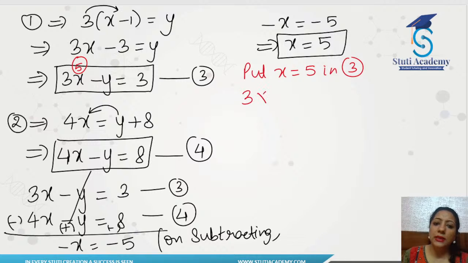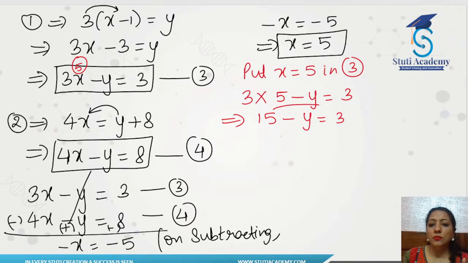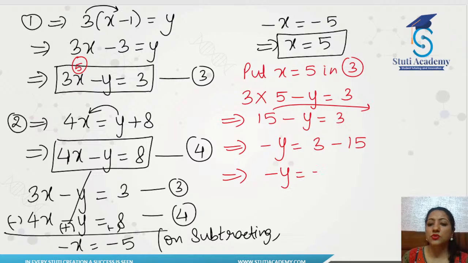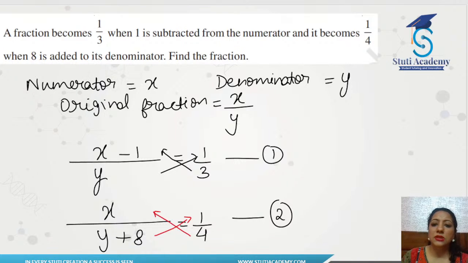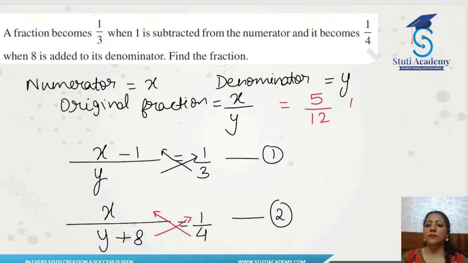So we'll get here 3 into 5 minus y is equal to 3. That is 15 minus y is equal to 3. 15 will go on the other side. You will get minus y equal to 3 minus 15. So this is minus y equal to minus 12. So we have y is equal to 12. So the numerator here is x and the denominator we have solved for, that's 12. So the original fraction is 5 upon 12. X upon y, that is 5 upon 12. That is the original fraction. I hope students, you've all understood this.